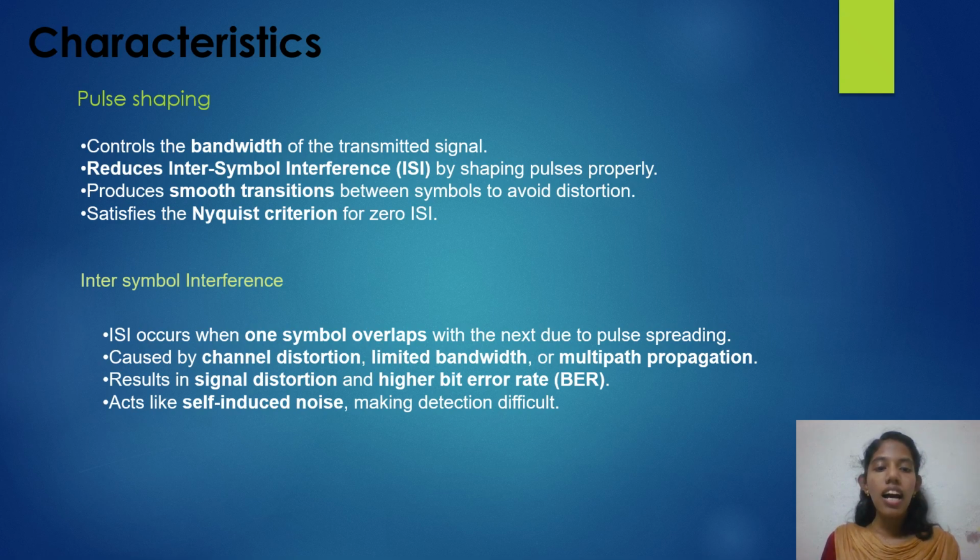Intersymbol interference. ISI occurs when one symbol overlaps with the next due to pulse spreading, caused by channel distortion, limited bandwidth, or multipath propagation. It results in signal distortion and a higher bit error rate. It acts like self-induced noise, making detection difficult.